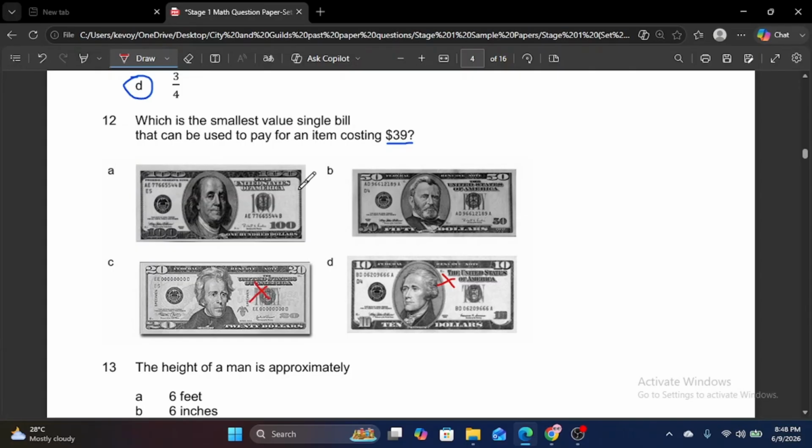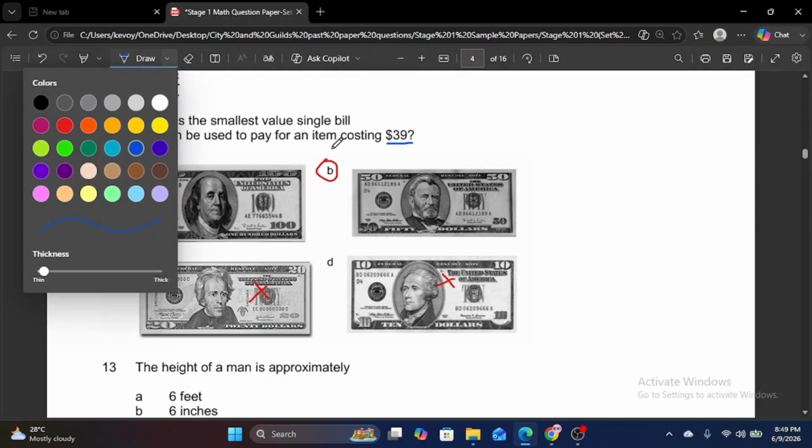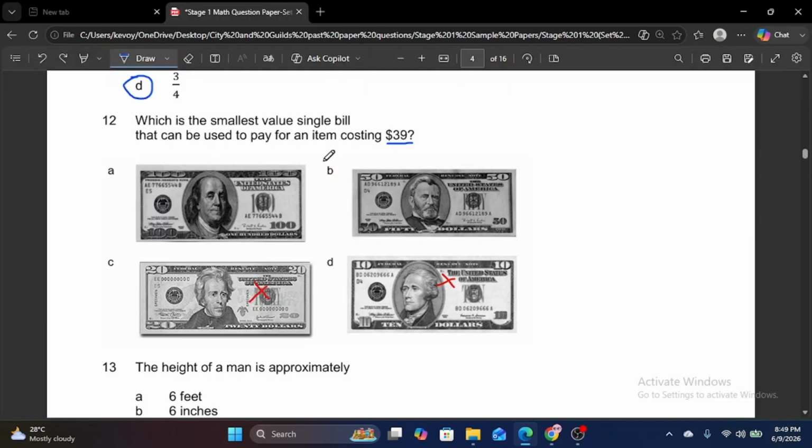$20, I can't use the $20 either, because the item costs $39, right? I cannot use this $20 right here. It's too small. I have a $50. Can I pay using the $50? Yes, I can pay using the $50. But I see $100 right here. Although I can pay with the $100, it's asked for the what? The smallest value. So the smallest value note that I can use to pay for the item costing $39 is going to be the $50 note. That's what I'm going to use. The correct answer right there is going to be B. So let me circle it again. B.